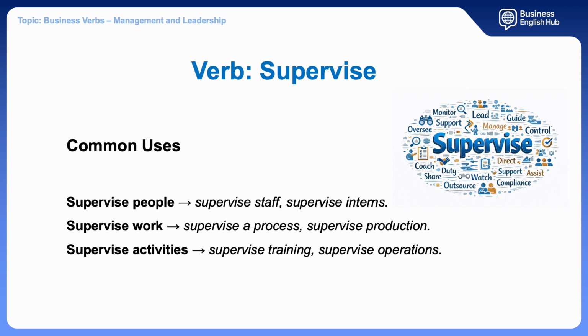Following are 3 of the most common uses of the verb supervise. Number 1, you supervise people, for example, supervise staff or supervise interns. You can supervise work, for example, supervise a process or supervise production. And number 3, you can supervise activities, such as supervising training or supervising operations.